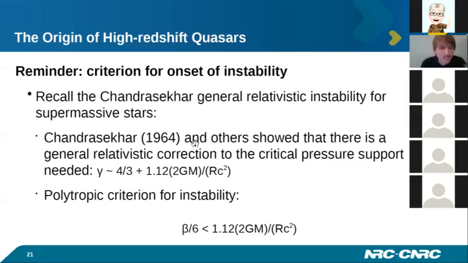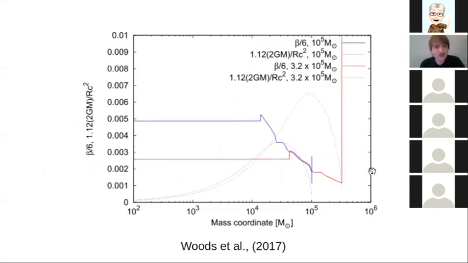So revisiting this, we had this criterion. We can plot either side and look at where this criterion is violated, where we would expect collapse to occur. We did this for our 1 solar mass per year model, plotting both sides, the gas pressure perturbation and the post-Newtonian correction, at 100,000 solar masses and 320,000 solar masses, which is roughly before the object collapses. The solid line is one side of the criterion, dotted is the other. When dotted exceeds solid, you would expect a collapse.